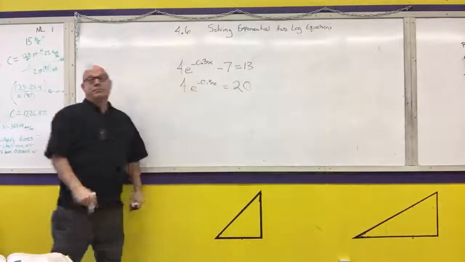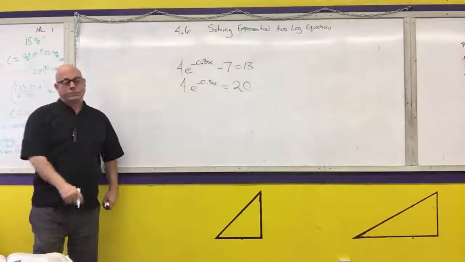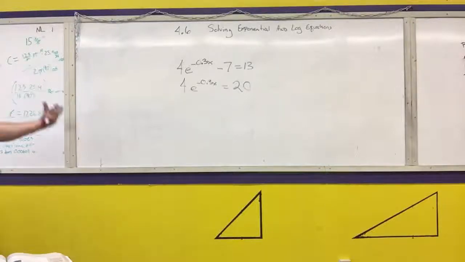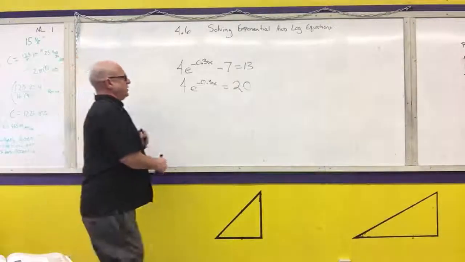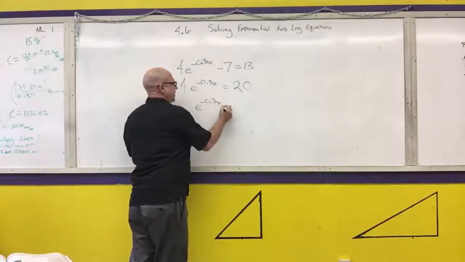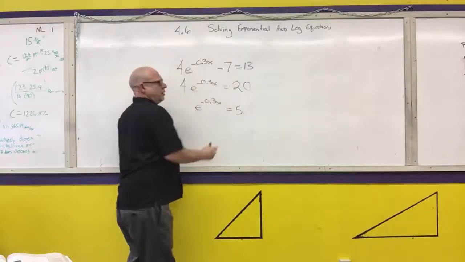Next step. Have to divide by 4. I have to have the exponential by itself. Remember when we were solving square root equations? We had to get the square root by itself on one side of the equation. Same thing here. When I'm solving exponentials, I need to get the exponential by itself. So I have e to the negative 0.3x equals 5.